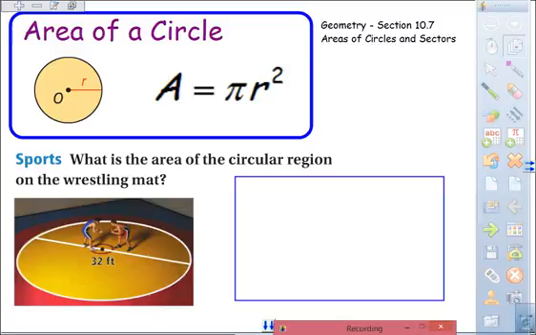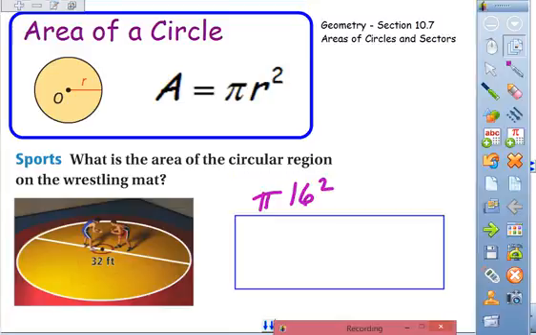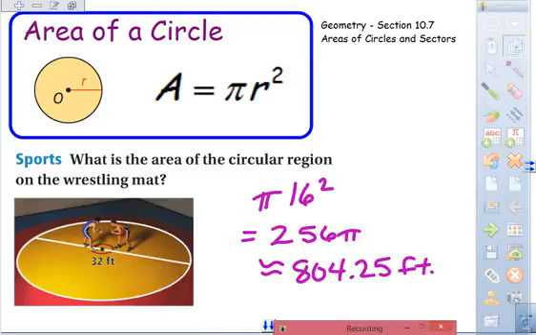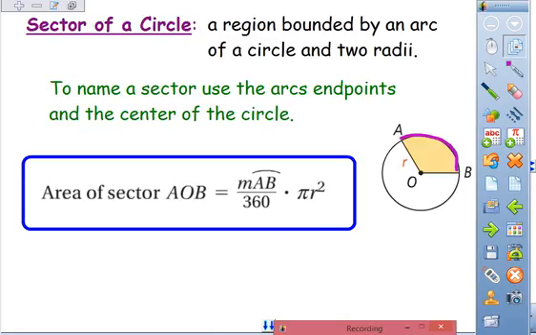Our formula is pi r squared. We're given the diameter at 32 feet. That gives us a radius of 16. So our formula becomes pi times 16 squared. That gives us an answer of 256 pi, which is approximately 804.25 feet.